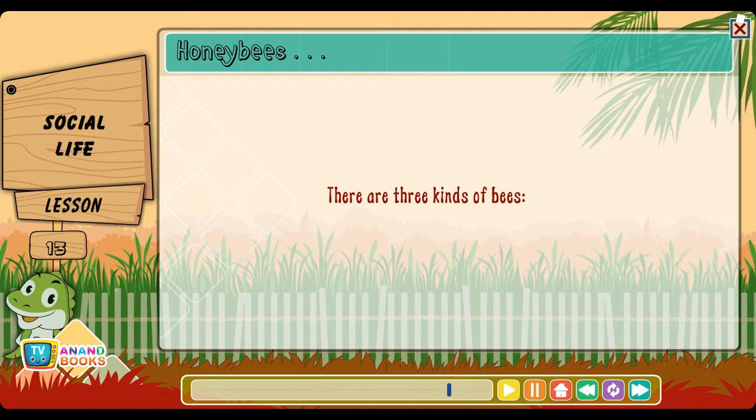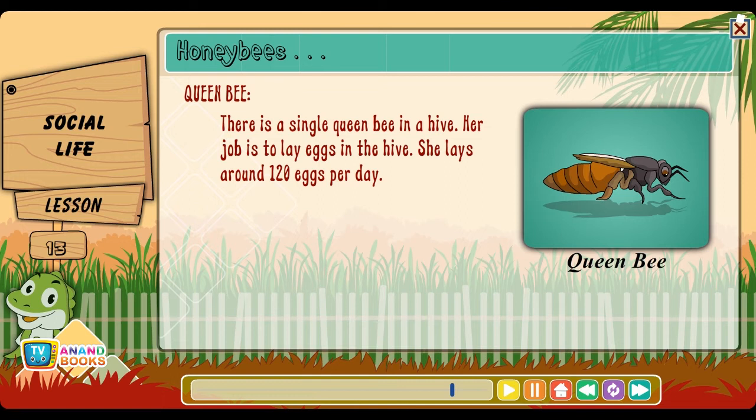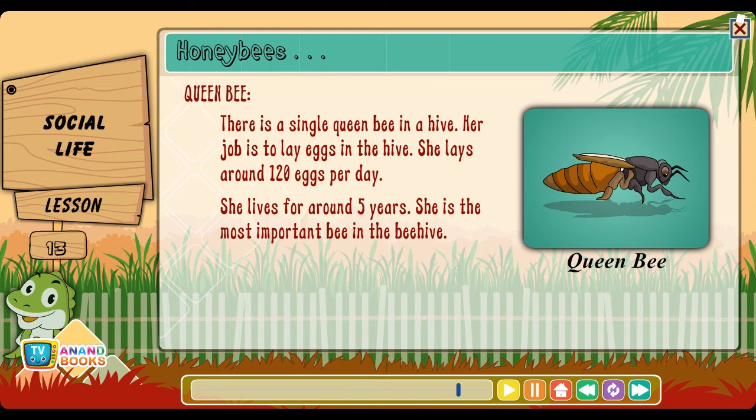Queen bee. There is a single queen bee in a hive. Her job is to lay eggs in the hive. She lays around 120 eggs per day. She lives for around 5 years. She is the most important bee in the beehive.